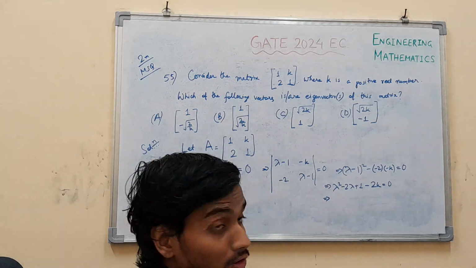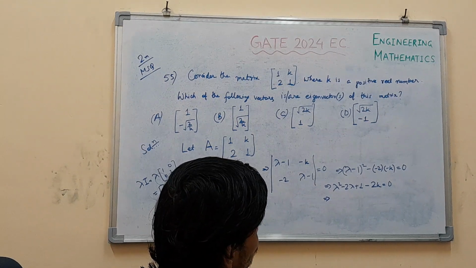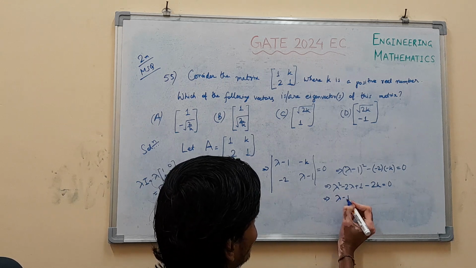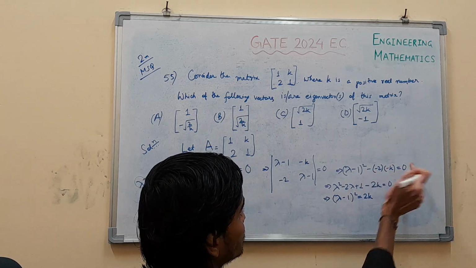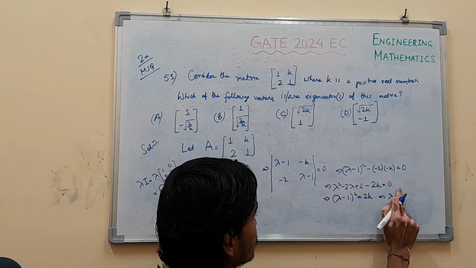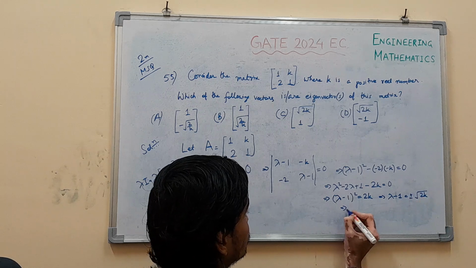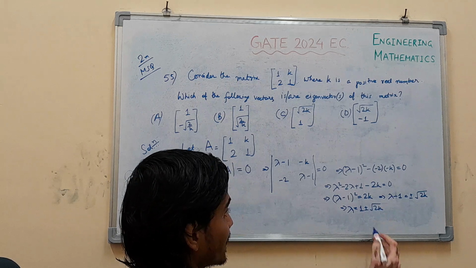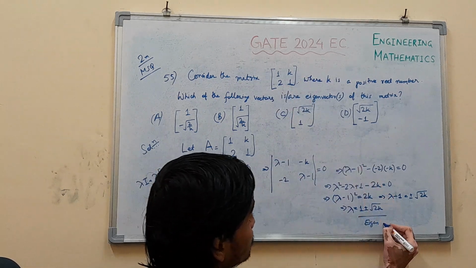So what are the characteristic eigenvalues? Lambda minus 1 whole square equal to 2k. Taking this term over here, we get lambda minus 1 equal to plus minus square root of 2k. So lambda would be 1 plus minus square root of 2k. So these are the eigenvalues of A, the given square matrix.